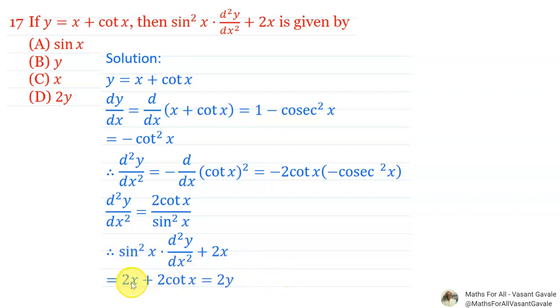म्हणजे काय की इथे 2x आहे प्लस 2 cot of x. आपल्याला काय दिले त्याने, y is equal to x times cot x, and 2 into x plus 2 into cot x, that is nothing but 2y. And hence the value of sin square x into d2y by dx square plus 2x is nothing but 2y, and hence option D is correct here. Okay, now the next example.